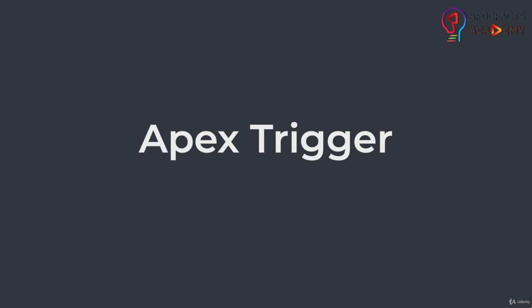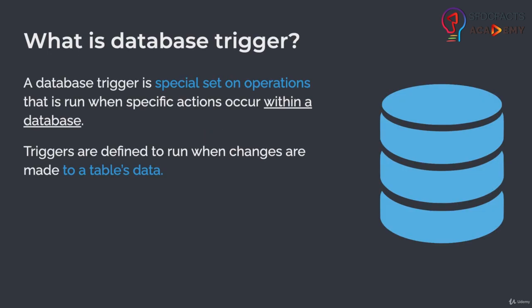Before we learn about Apex triggers, first we should know what a trigger in a database is. I'm talking about general databases here like SQL, MySQL, Oracle, or you name it. Triggers are part of each and every database out there, doesn't matter if it's a SQL database or a NoSQL database. A trigger is a special set of operations or statements that run when something is changed in your database, more specifically, something is changed in your database table data.